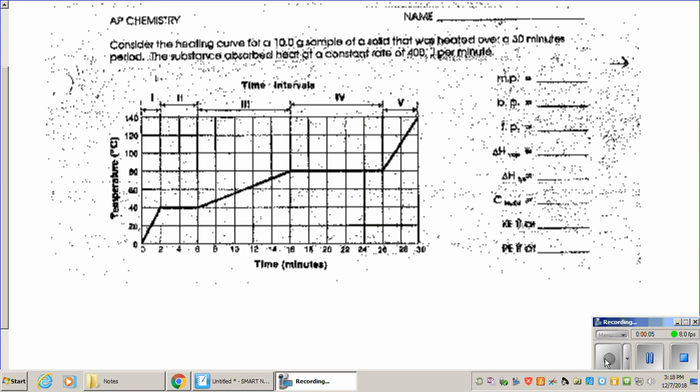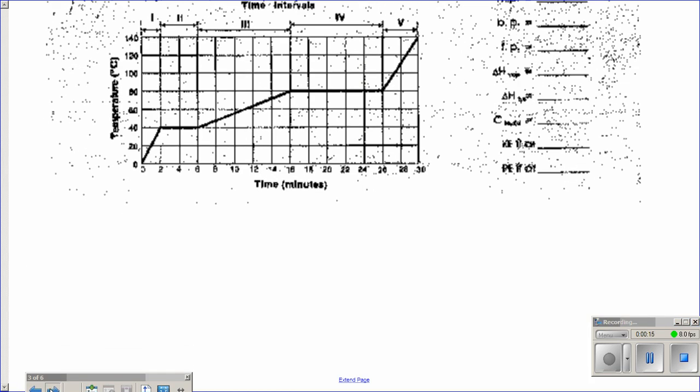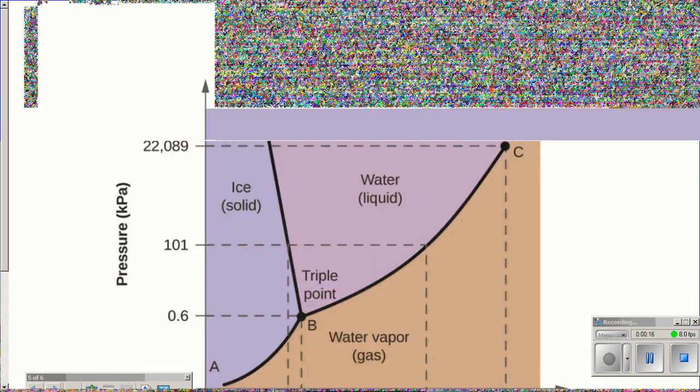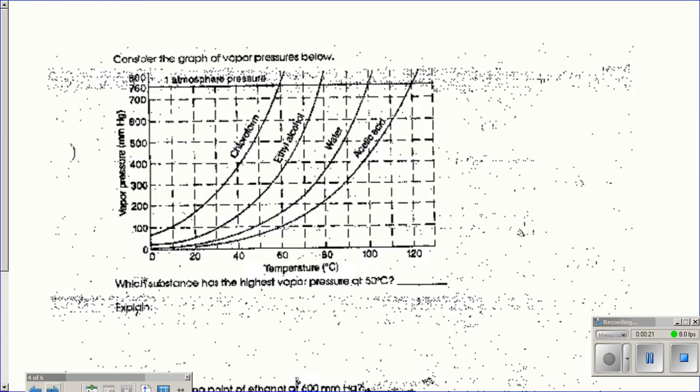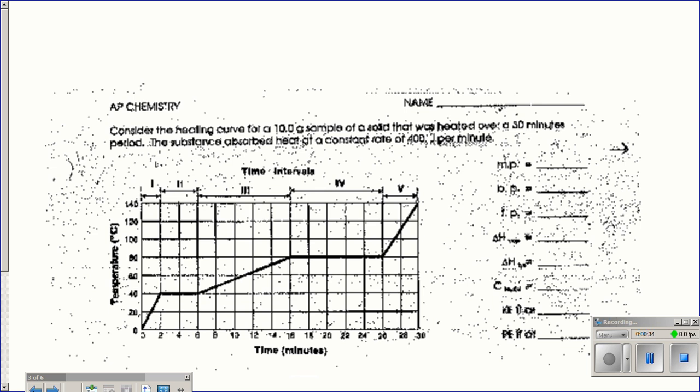This is the last of the third recordings in case we don't see each other for a while. So what we have here is a heating curve and a vapor pressure diagram. I'm sorry that my copy is not so nice. I hope that yours, the one that you're printing, is a little bit better, but mine's not in very good shape. But what we have here is some diagrams that you just need to be able to read and then interpret according to the particle attractions.